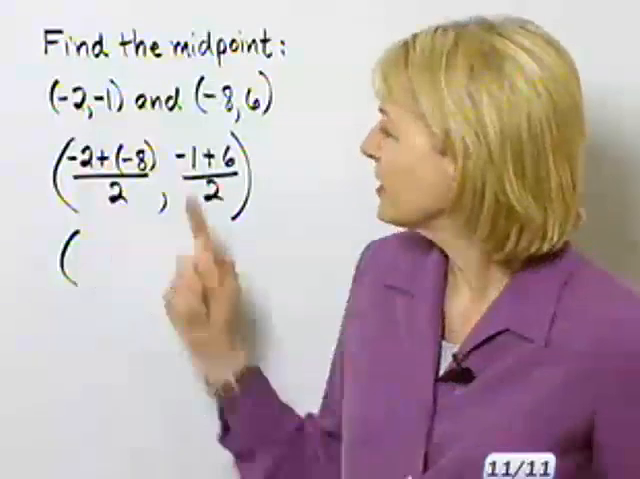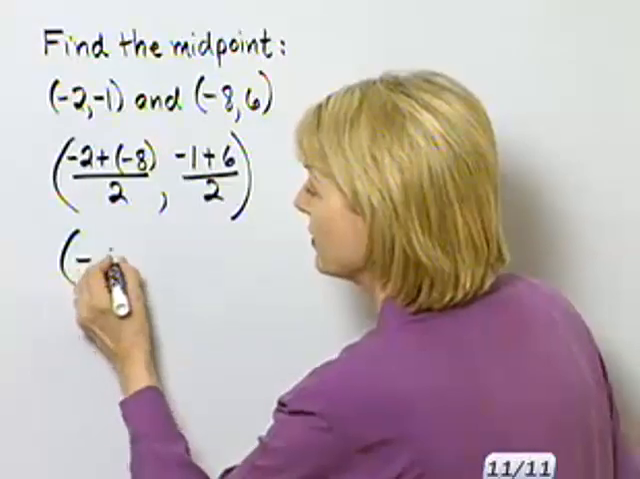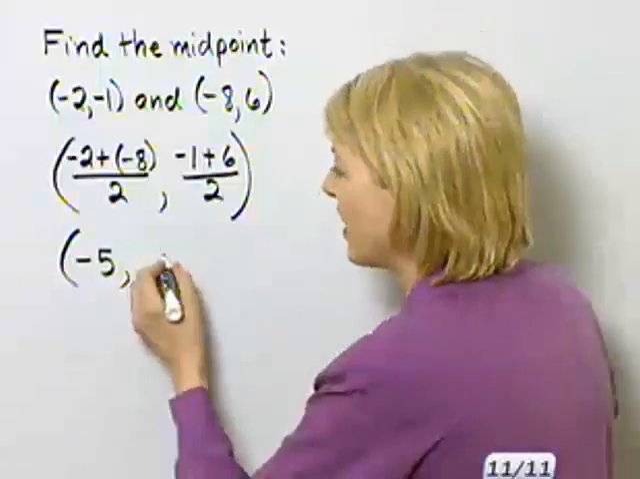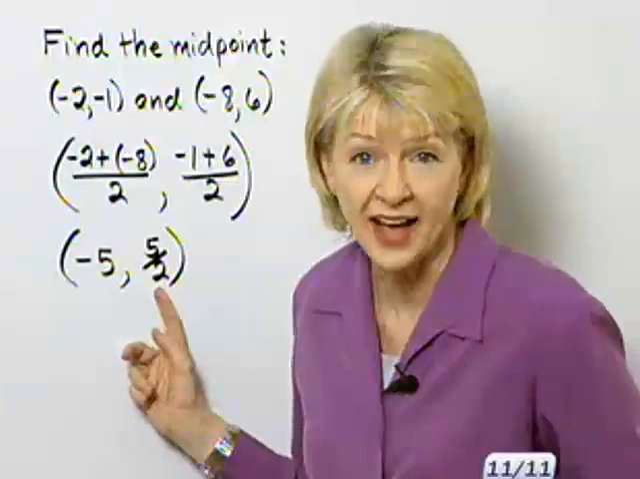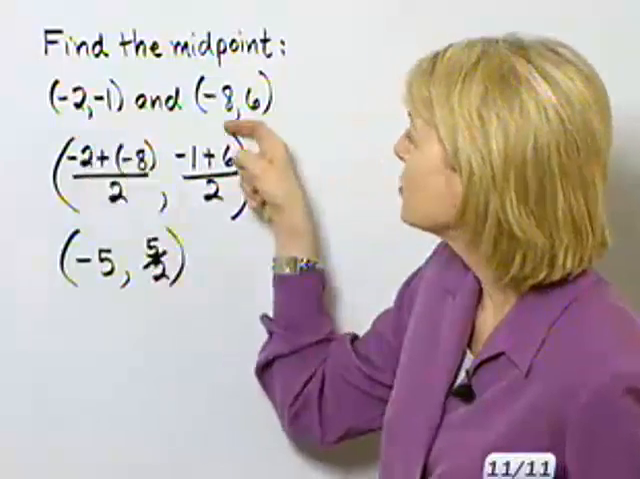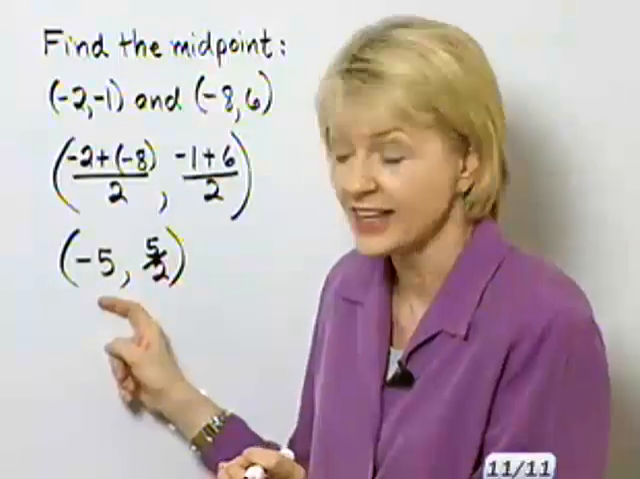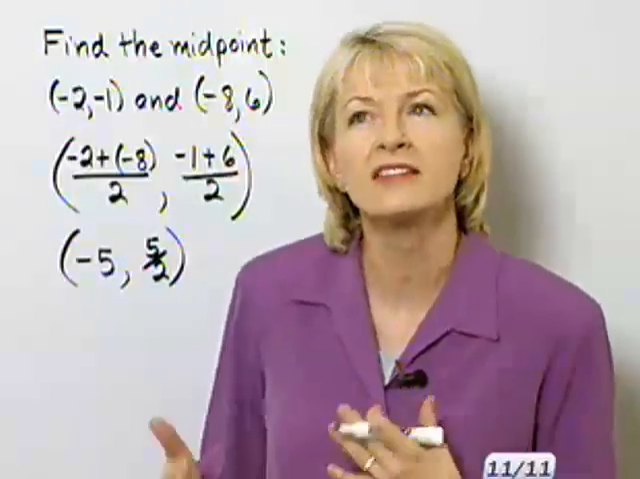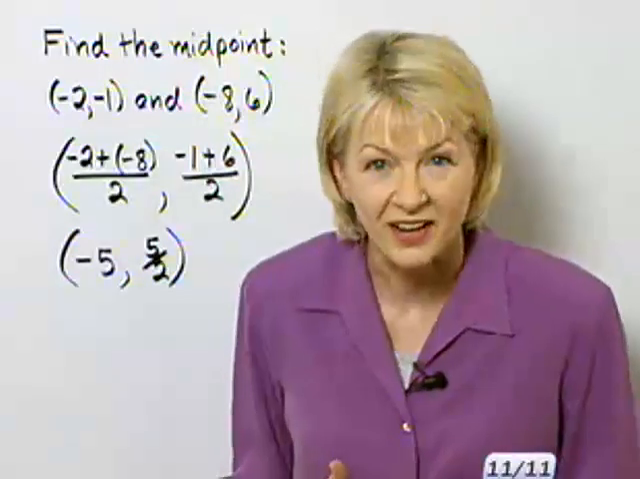Let's simplify. Negative 2 plus negative 8, that's negative 10, divided by 2, that's negative 5. And then negative 1 plus 6, that's 5, and so I have 5 over 2, or you can write this as, of course, 2 and 1/2. Now, by the way, how can you check? You might want to go ahead and plot these 2 points and then plot this one and see if it at least looks like it's between these 2 points. That's one good way to at least see if your answer is reasonable. All right, at this time, practice simplifying radicals.